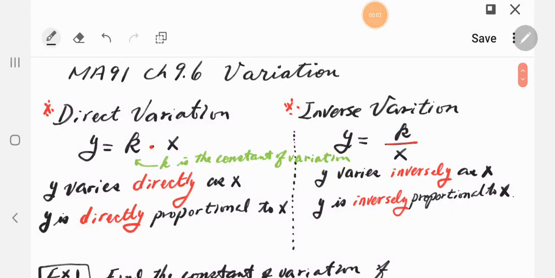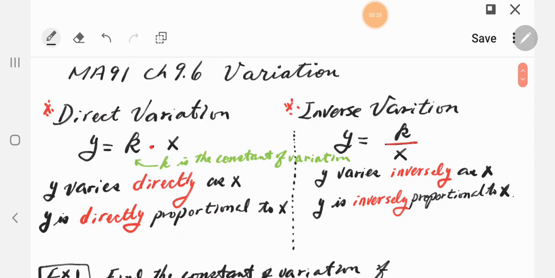Chapter 9.6 Variation. Okay, for this section, we will learn two types of variation. One is direct variation and the other one is inverse variation. So the equation of the direct variation is y equals k times x. So k is multiplied by x, and the inverse variation is y equals k divided by x. This time k is divided by x if this is inverse variation.